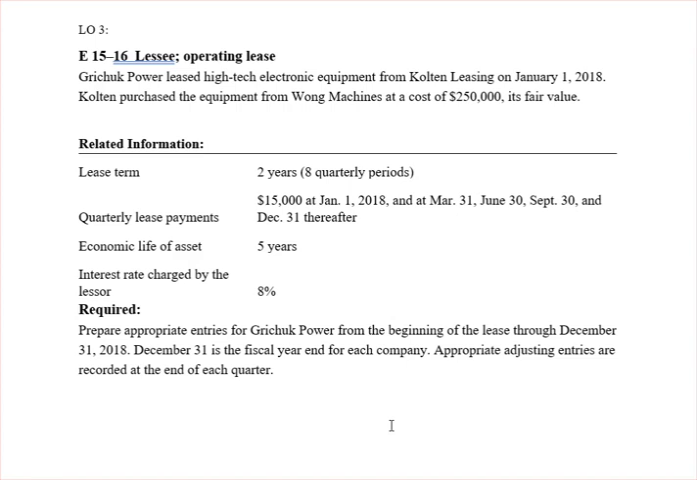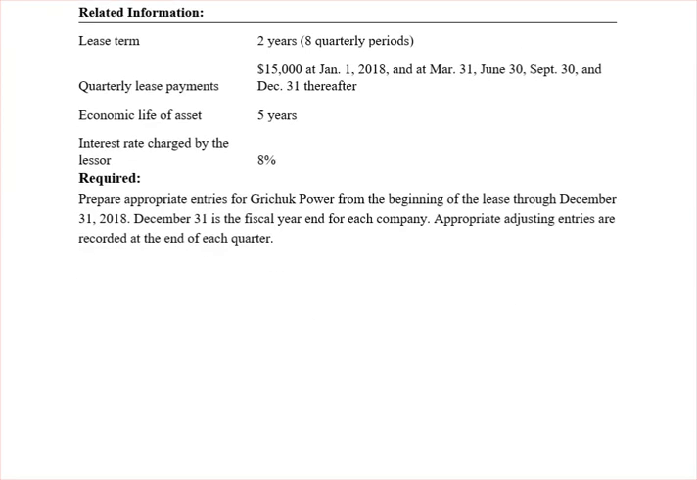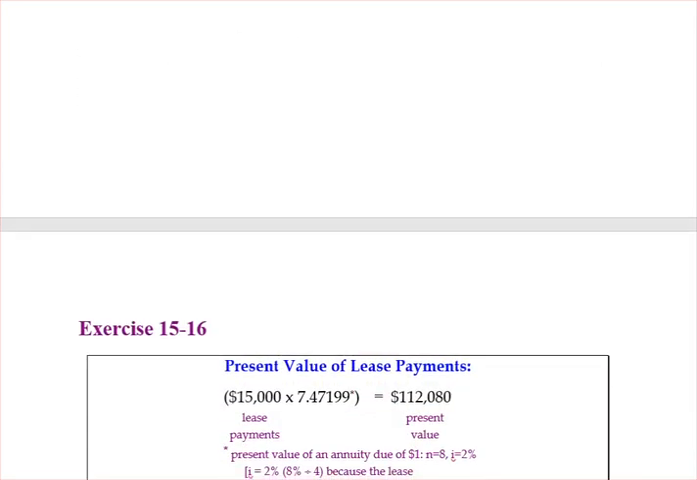You have $15,000, it's quarterly, the interest rate is 8% per year, so it'd be 2% per quarter. And then the time period to use here: it says January 1st, March, June, September, and December thereafter for 8 quarters, for 2 years. So you need to use the periods when you look at your present value calculation. Let's go down and look at this.